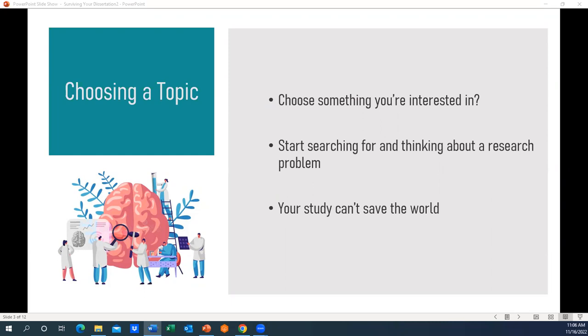So at the beginning, you may be a little enthusiastic, which is great. But again, just keep your perspective in line with what your study can actually do. Don't try to do everything, save the world. Just focus on what your study needs to do.